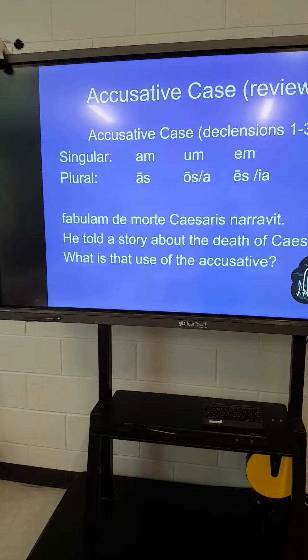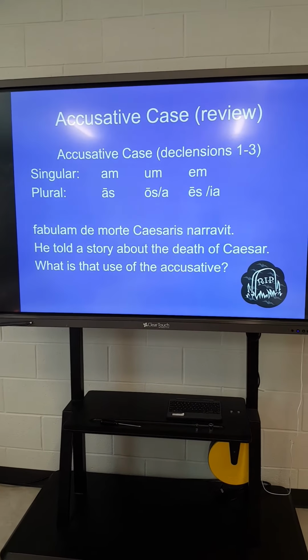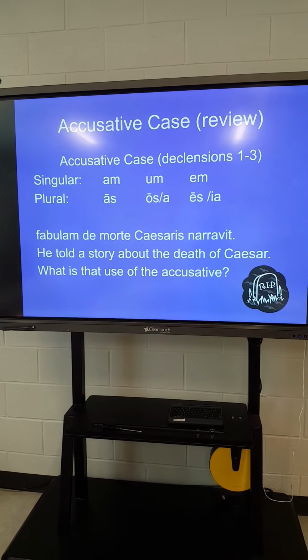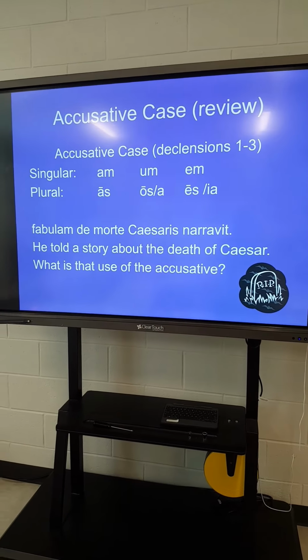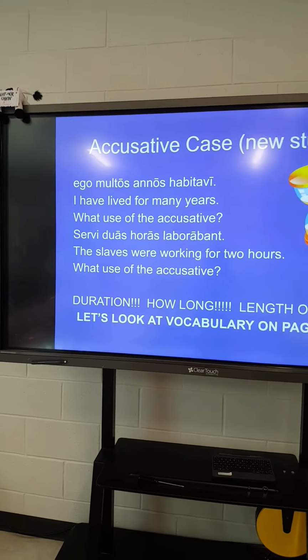Okay? So just to remind you, he told a story, fabulam, about the death of Caesar. So what use of the accusative is that? That would be the direct object. So that's typical, going back to Latin 1. So now here's some new stuff. This is easy though, I promise.